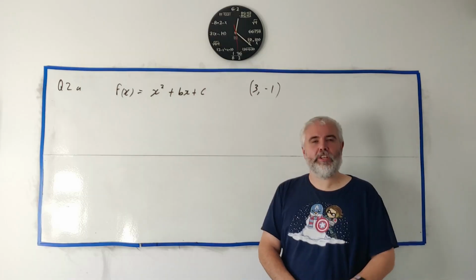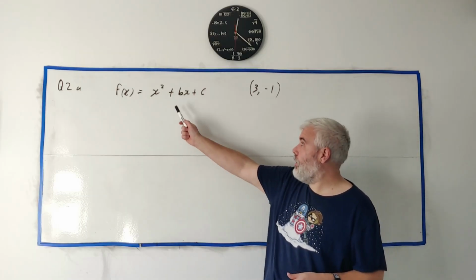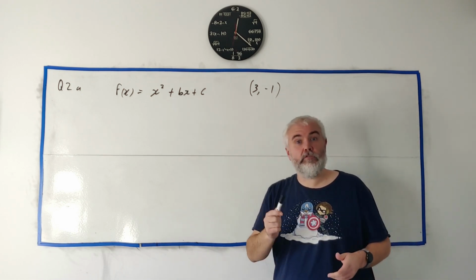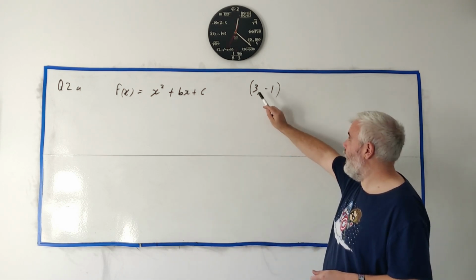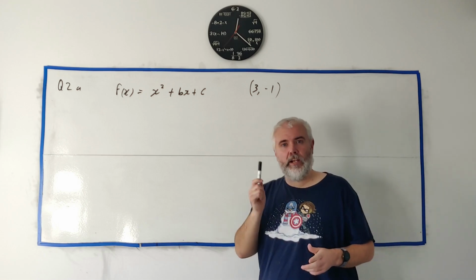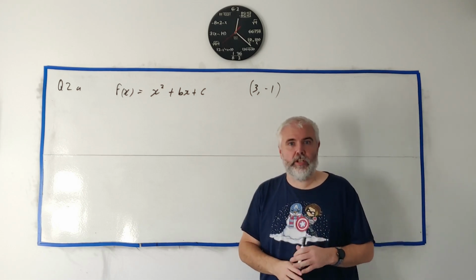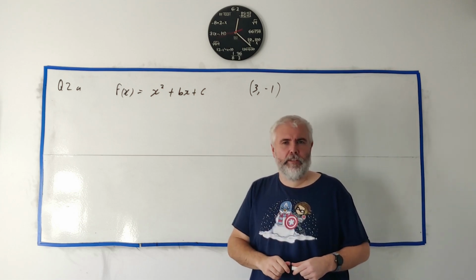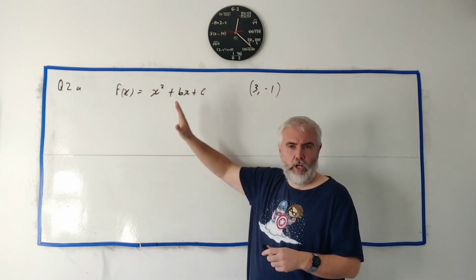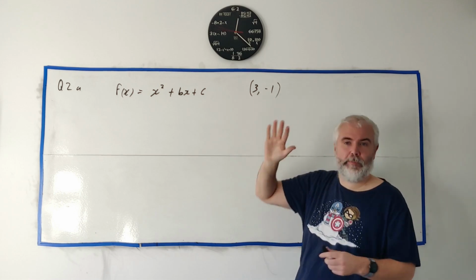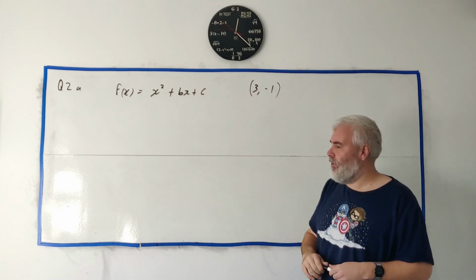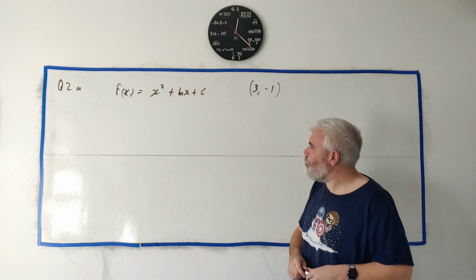Question 2, they give us a function here with a couple of letters missing, b and c, and they do tell us it has a minimum point at (3, -1). Now, when I hear minimum point, I think differentiation, and that is how I'm going to solve this question. There is another way to solve it, knowing the shape of a quadratic and some information about this minimum. It's a little more complicated, but I'll throw it on at the end because it's very short.